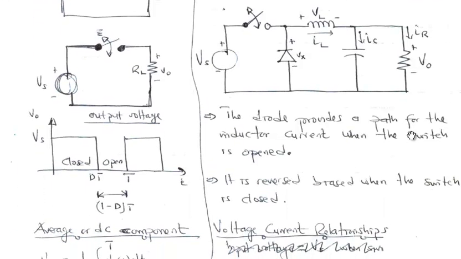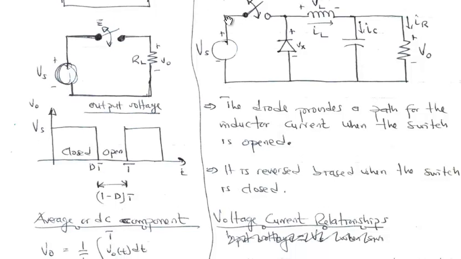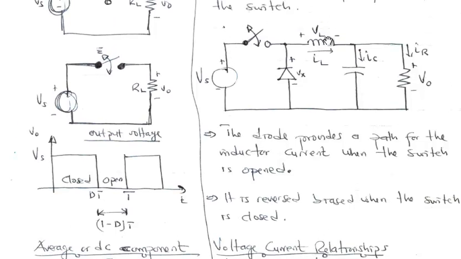A very brief description of what a diode does. It basically provides a path, as stated over here, for the inductor current when the switch is open. So that is the main purpose of the diode that we have. When the switch is closed and we have current flowing from the source through to the inductor, the diode becomes reverse biased. Therefore, it becomes an open circuit. So the diode is open in the first period when the switch is closed, and then the diode becomes a closed circuit when the switch is open to provide a path for the inductor current.